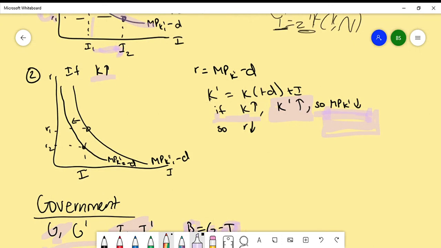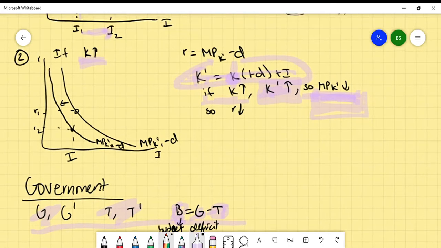Second, if K itself were to increase, if my current K increases, we know that, and see, right now it all makes sense, because I was wondering why we need this equation. Anyway, if K were to increase, since future K has to do with present K, if present K is bigger, then future K is bigger, and if future K is bigger, then future MPK will decrease, so our R will decrease and it shifts to the left.